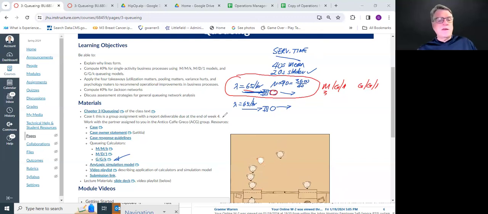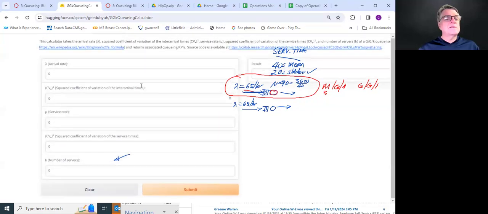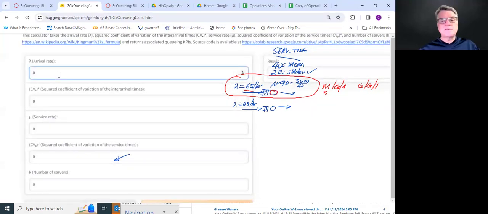Now, the parameters that we're going to need. Let me click on this and open up our calculator. Sometimes when you open this up, you'll see you have to restart the space. This is an app that lives on huggingface.com. Really, it's for language models, and I'm sort of abusing the space a little bit to host this queuing calculator, but it will populate, and we will be able to punch in data. The text is a little dull, I see, so just zoom in and make it work for you.